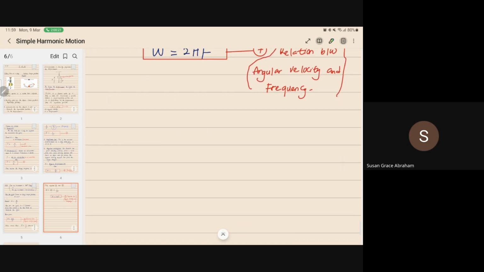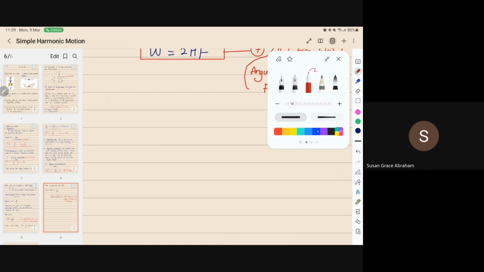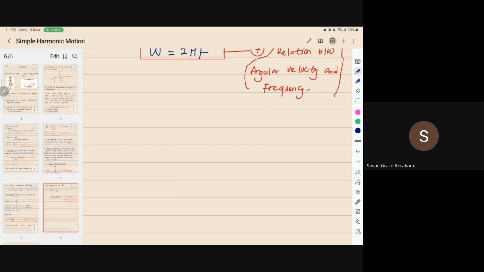All right. So next one is let's talk about angular velocity for mass on a spring. So let me call it number 5, right? Angular velocity for mass on a spring.